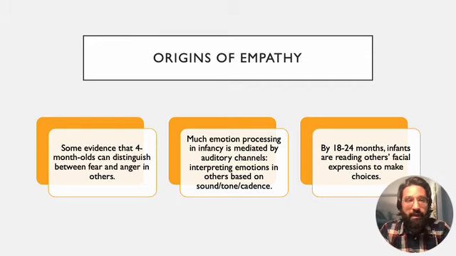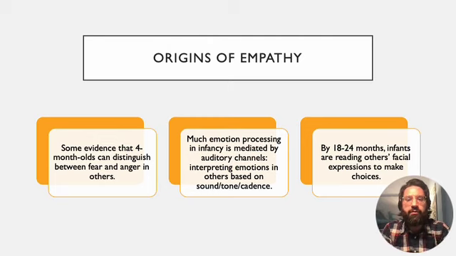So we'll talk a little bit here about the origins of empathy, right? And empathy meaning the capacity to feel your way into the experience of another person, to look at the world through another person's eyes. We say to step into their shoes, right, is what we're getting at with empathy. And there's some evidence that 4-month-olds can distinguish between fear and anger in others. So not only in themselves, but they can start to also discern the difference between anger and fear in another person's behavior, facial expression, and so on.